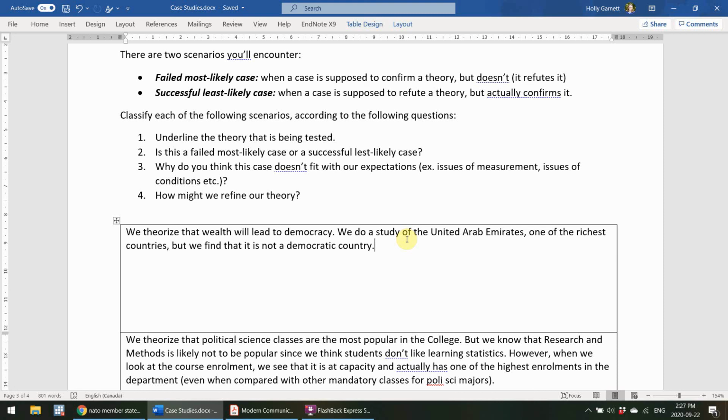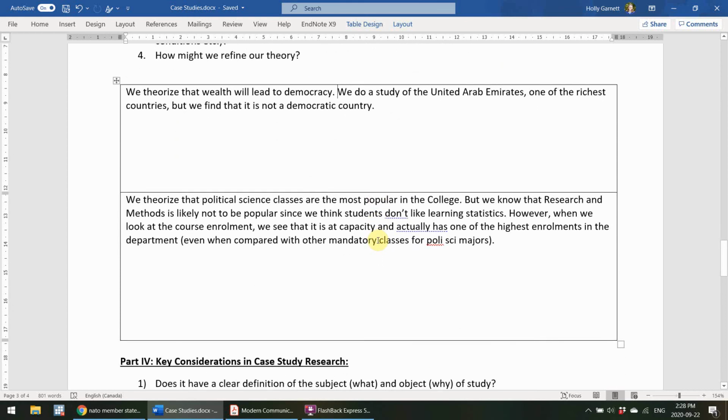The idea being that the wealth stays at the top and is not flowing down to the rest of the population. Therefore, the rest of the population is not demanding democratic rights. And also, in some ways with oil wealth, you can kind of buy off some of the pressure. And so we might refine our theory: we don't necessarily theorize that wealth will lead to democracy. It's that we theorize that wealth that is not natural resource wealth is going to lead to democracy. So we're able to refine our theory.